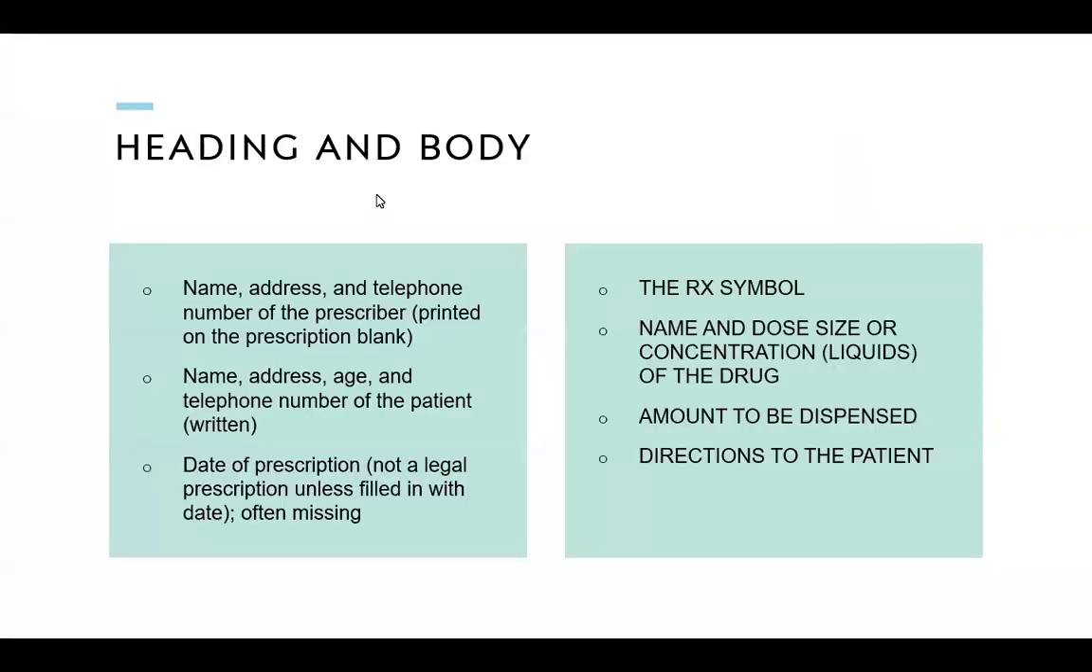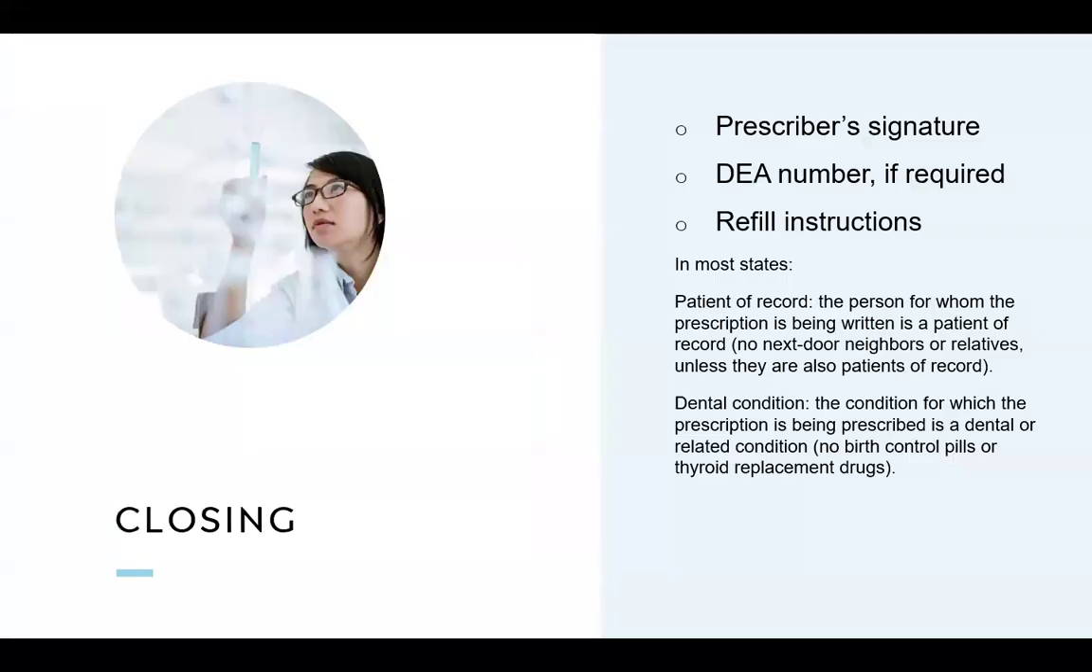The heading is going to have the name, address, and phone number of the prescriber, the name, address, age, and number of the patient, and the date of the prescription. The body is going to have the prescription symbol, name and dose or concentration of the drug, amount to be dispensed, and directions for the patient of how to take it. The closing is going to have the prescriber's signature, their DEA number, and refill instructions.